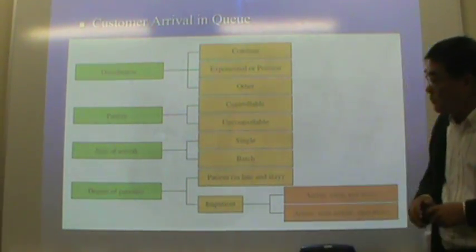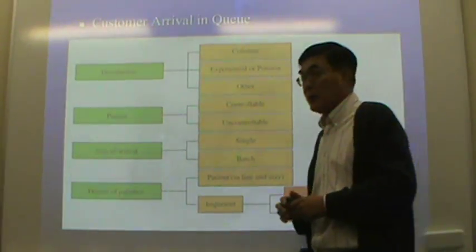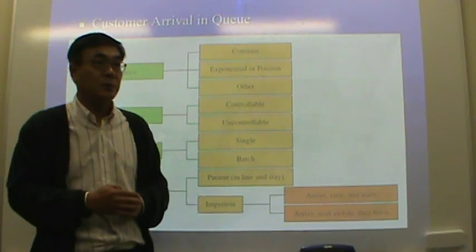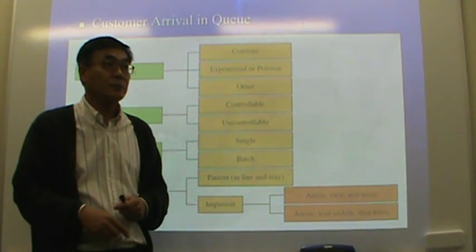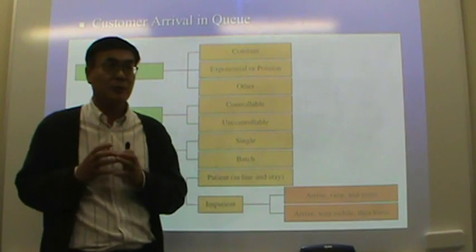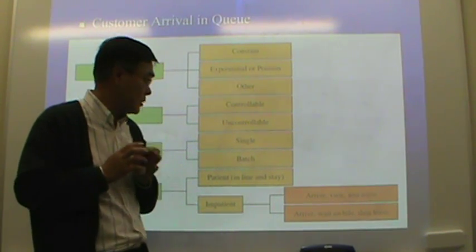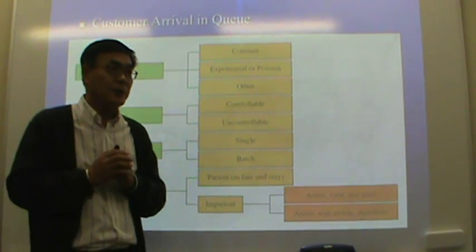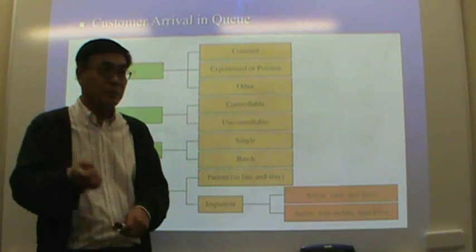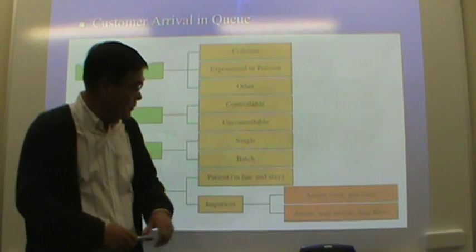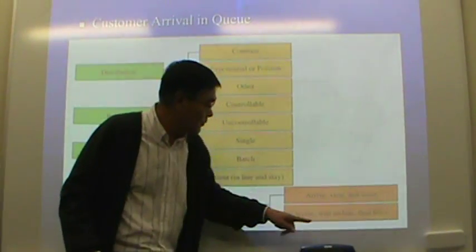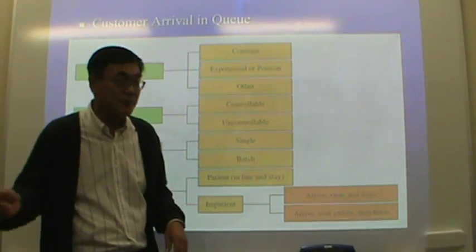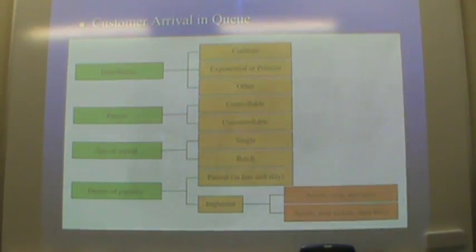And degree of patience. Patient: you go to a store, there's a long waiting line, I need this one, so I wait, right? But some people look, wait some, oh, I gotta go, throw it away and go, right? Arrive, view, and leave. Arrive, wait some, then leave. Impatient.